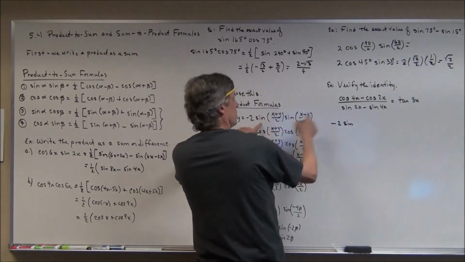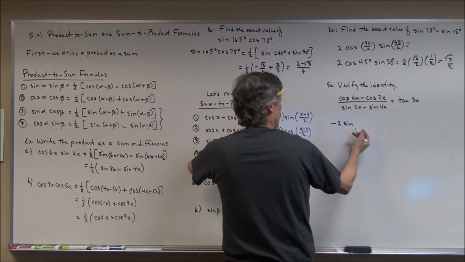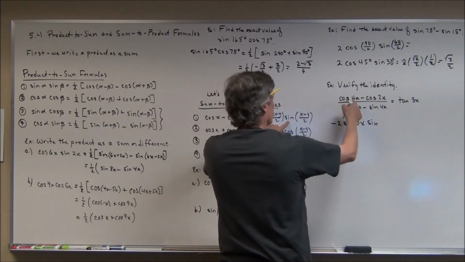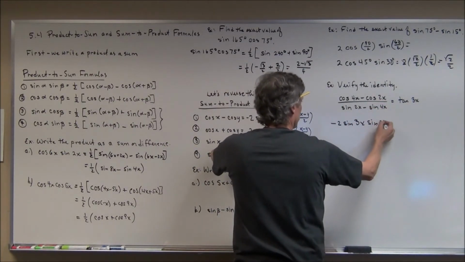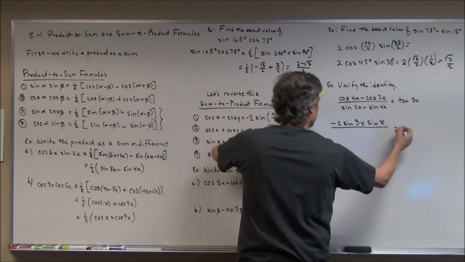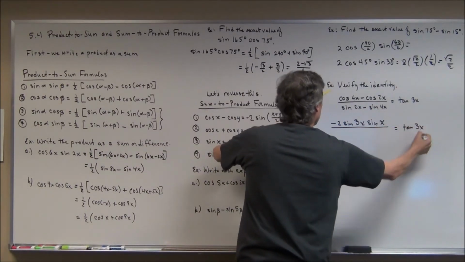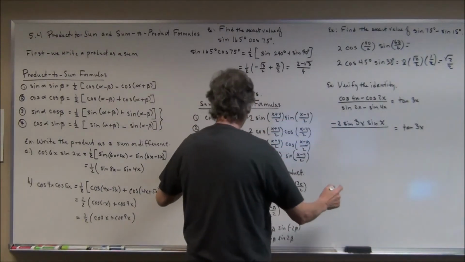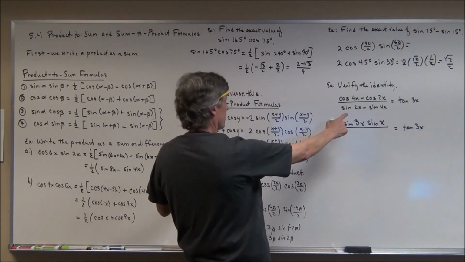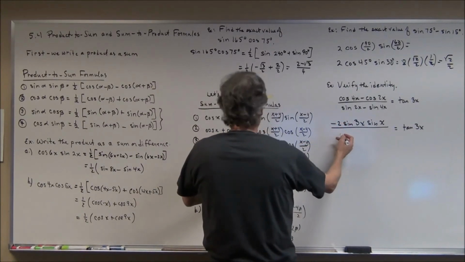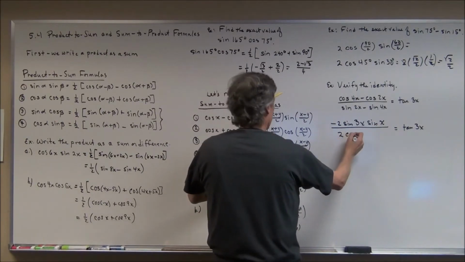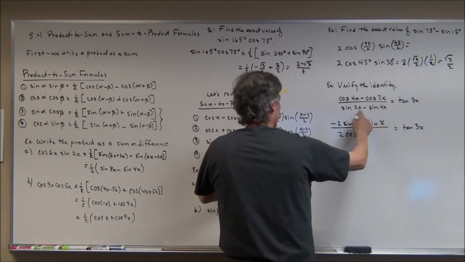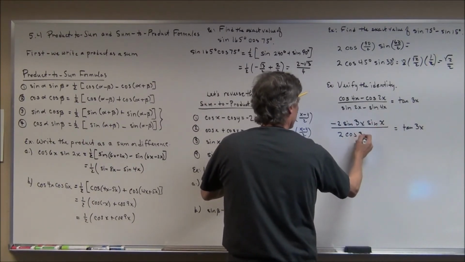Now I have to add the angles. That would be 6x divided by 2, 3x, times the sine of the difference in the angles. 4x minus 2x is 2x divided by 2 is x. On the bottom, I'm going to take this one here, that would be formula 4, and I'm going to rewrite this as 2 times the cosine. Now I'm going to add the angles, so 2x and 4x gives me 6x divided by 2 is 3x.